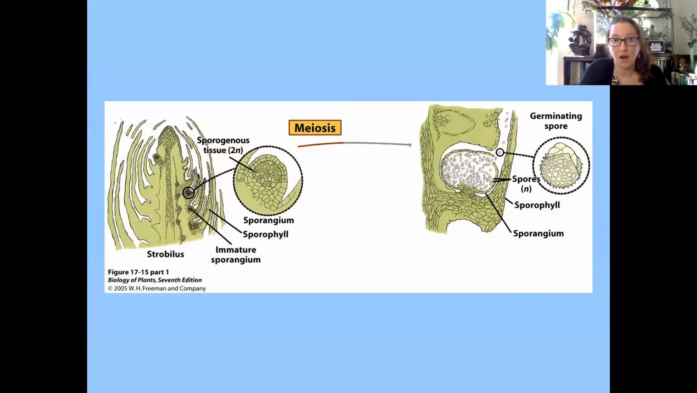All right. So this is where we left off in the previous. We have the sporangium with the 2N sporogenous cells inside. Meiosis is going to occur, which the result is going to be those spores that are haploid. Eventually, once that occurs, the sporangium will rupture and open, and the spores will be released. Here's one spore.